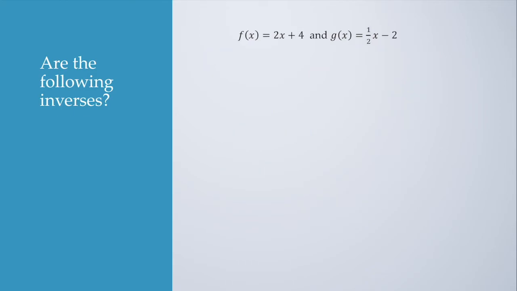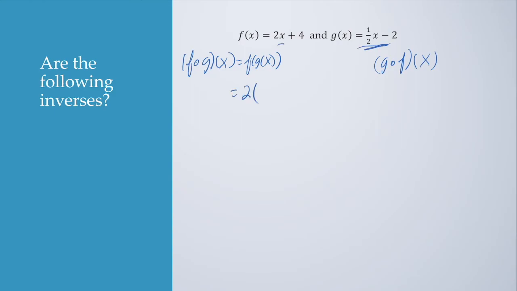Next, I have f of x is 2x plus 4, and g of x is 1/2 x minus 2. So I'm going to find f composed with g of x and g composed with f of x, so that we can determine if these functions are inverses. So f of g of x, I'm going to substitute g of x in for x.